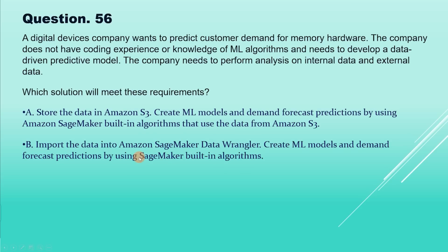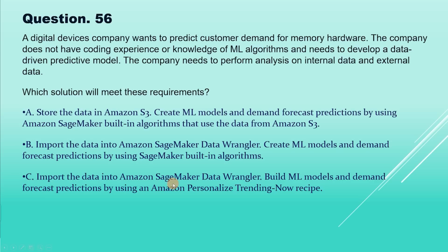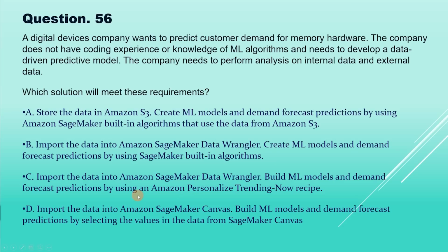Option B, import the data into Amazon SageMaker Data Wrangler, create ML models and demand forecast predictions by using SageMaker built-in algorithm. Option C, import the data into Amazon SageMaker Data Wrangler, build ML model and demand forecast prediction by using Amazon Personalize trending-now recipe. Option D, import the data into Amazon SageMaker Canvas, build ML model and demand forecast prediction by selecting the values in data from SageMaker Canvas. So options are pretty lengthy, so take your time to guess the correct answer.